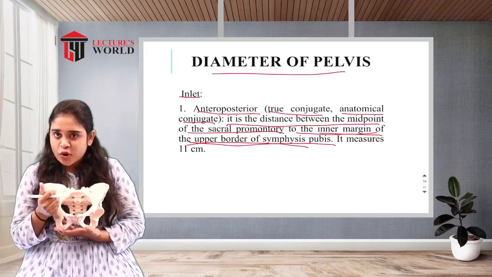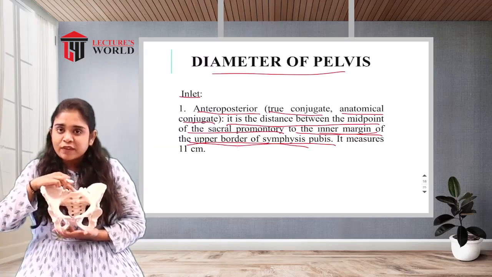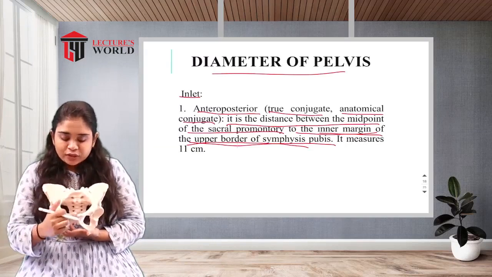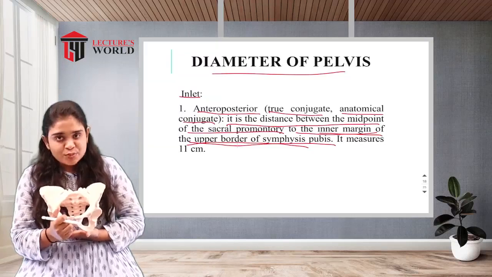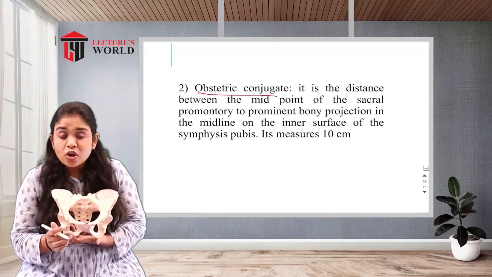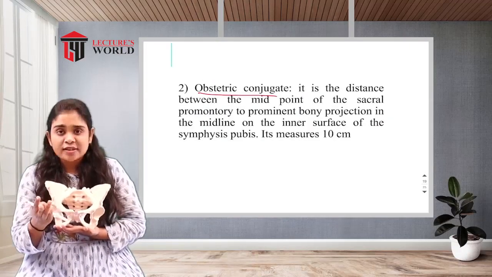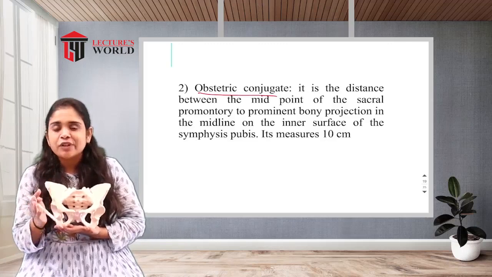So this is about the first diameter. That is the true conjugate, or the anterior posterior diameter, that starts from the midpoint of the sacral promontory to the upper border of the symphysis pubis. Then after, we'll talk about another, that is the obstetric conjugate. So in the AP diameter, there are 3 conjugates. Okay, so we will talk about them one by one.